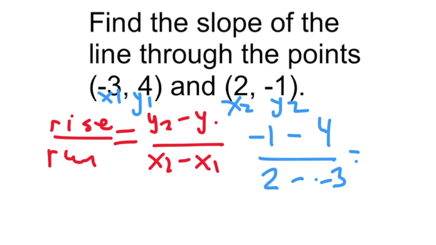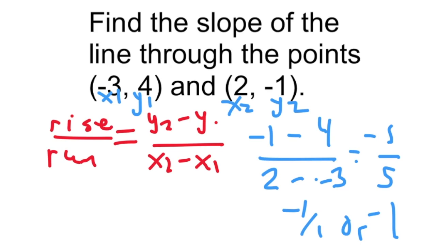Negative 1 minus 4 is negative 5, all over 2 minus negative 3 is 5. If I simplify that, that is negative 1 over 1, or just a slope of negative 1. This line, as it goes from left to right in the graph, will be decreasing.